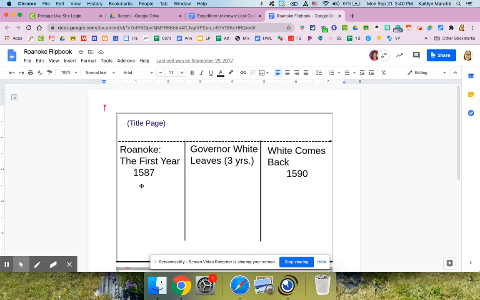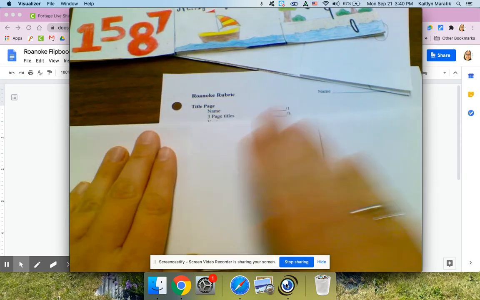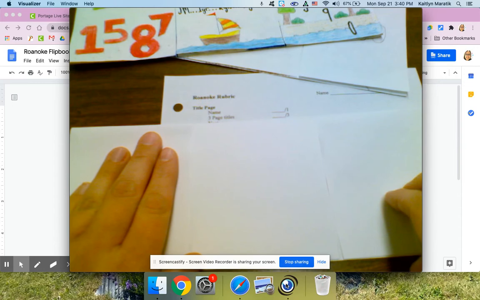So it needs to say Roanoke the first year, 1587. The middle one needs to say Governor White leaves, 3 years. And then the far one needs to say Governor White comes back, 1590. Now, I am all for creativity, express yourself, but this is one spot where you do need to have that information in the correct order, okay?